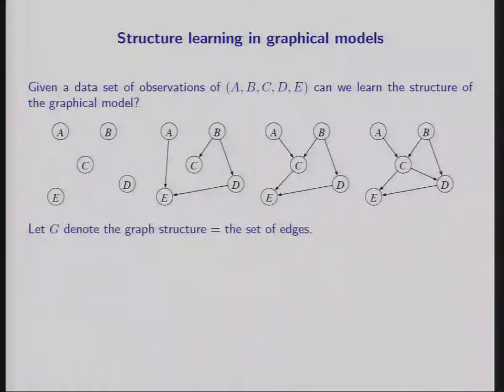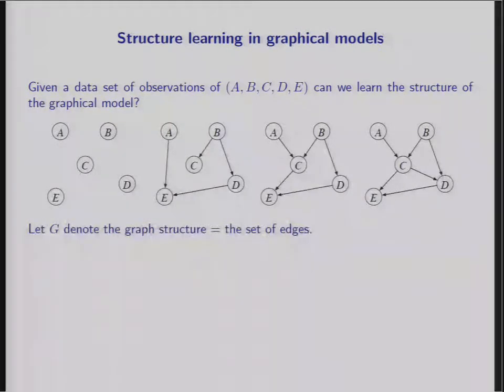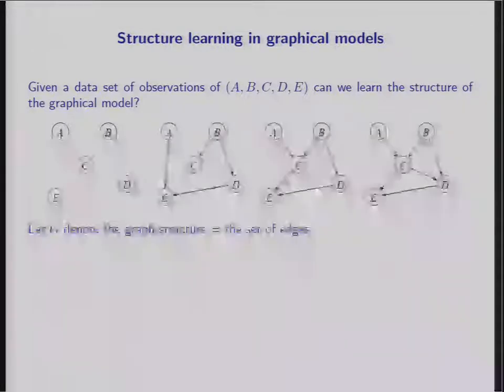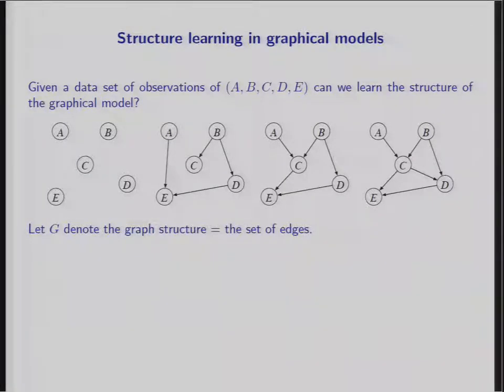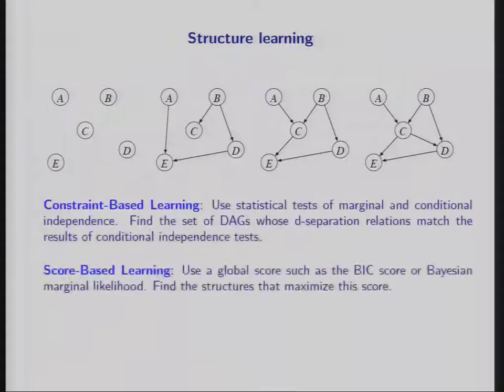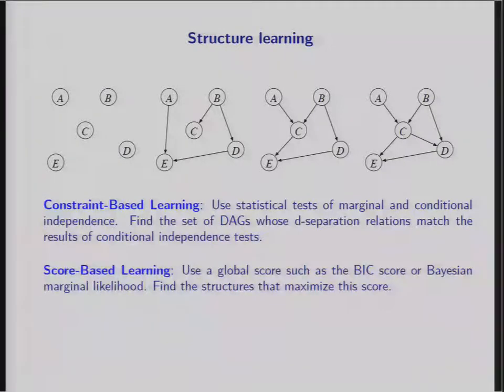Okay, so finally, let's talk about structure learning in graphs. Given you have some observations, can we learn the structure of the graphical model? In other words, can we learn which edges we should include and which edges we should not include? The graph structure is simply the set of edges in the graph. And there are two classes of structure learning algorithms that have mostly been used out there: constraint-based algorithms and score-based algorithms.